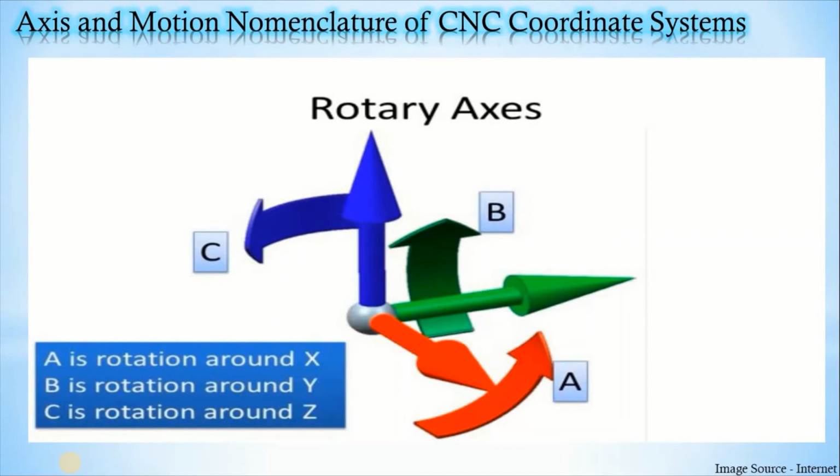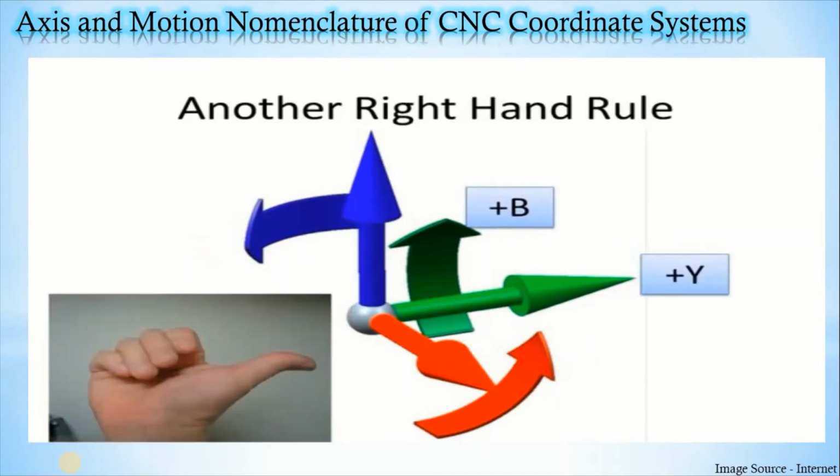So for the rotary axes, the red color represents the X axis. A is the rotation about the X axis, B is the rotation about the Y axis, and C is the rotation about the Z axis. So you can see the red color. A represents rotation about the X axis, B represents rotation about the Y axis, and C represents rotation about the Z axis.